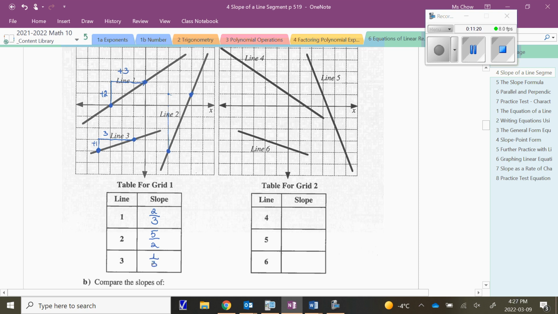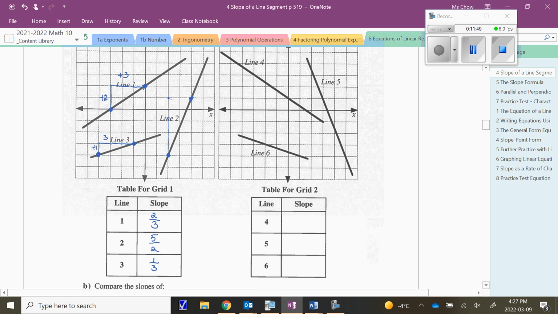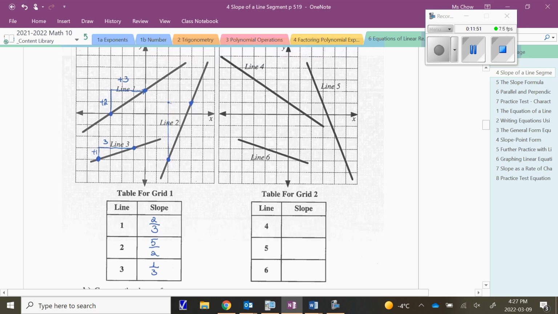So you can see sometimes we're getting improper fractions, other times we get proper fractions, and that doesn't matter. We will never change to a mixed number, and we won't worry about it being a decimal. It gives us the most information when it is a fraction, because we know the numerator has to do with the rise, the vertical change, and the denominator is the horizontal change. So would you take a moment and work through lines 4, 5, and 6, please?